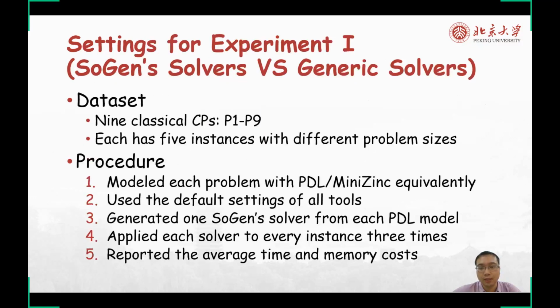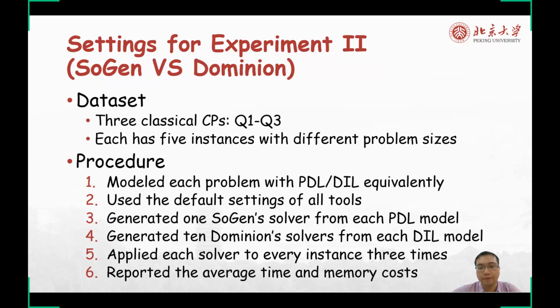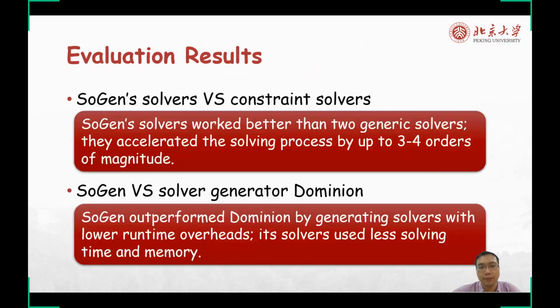We apply SoGen and 2 other general solvers to 9 classical CPs. For each problem, we defined 5 instances with different problem sizes, executed each tool on each instance 3 times, and reported the average time and memory costs. We also compared SoGen with another solver generator, Dominion, on 3 CPs in the second experiment. The settings are similar to the first one.